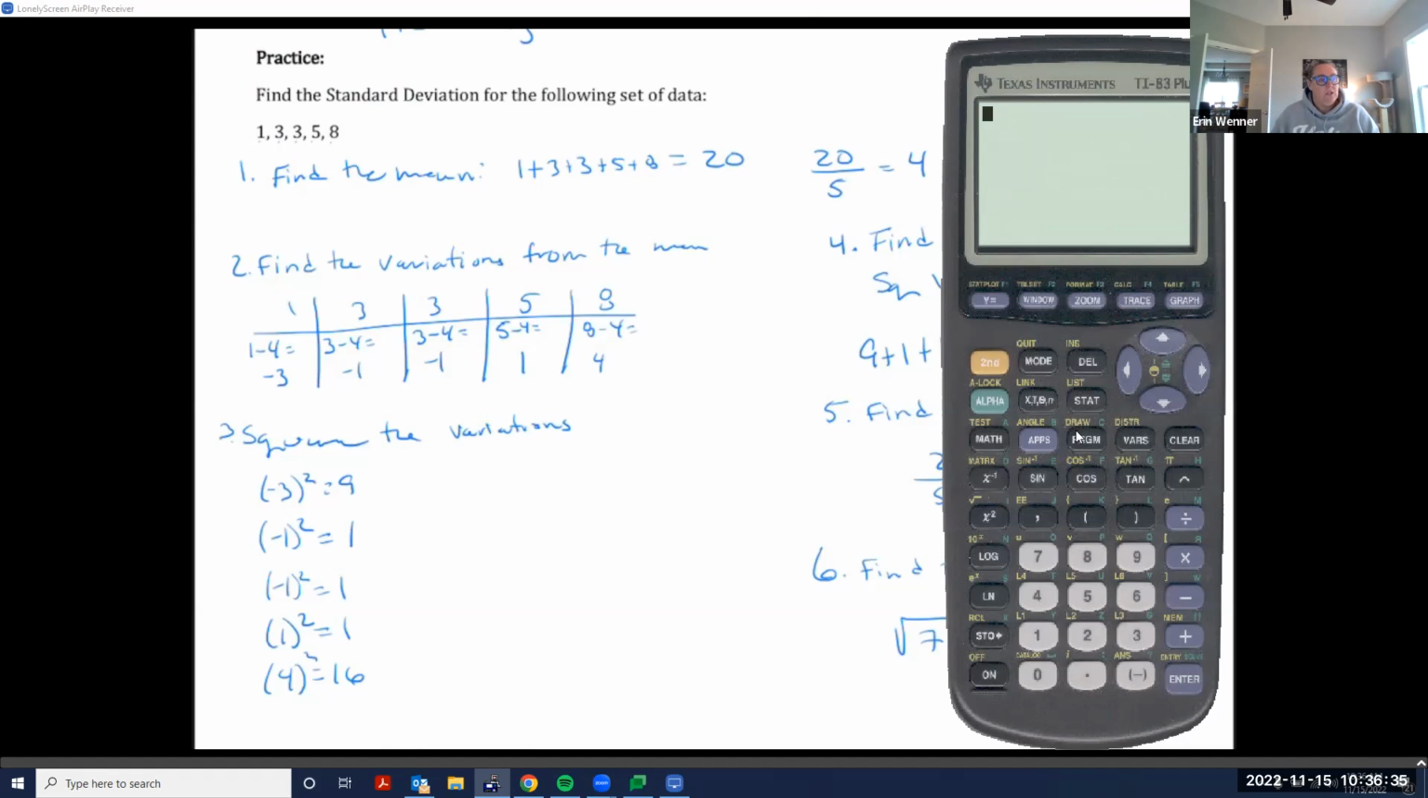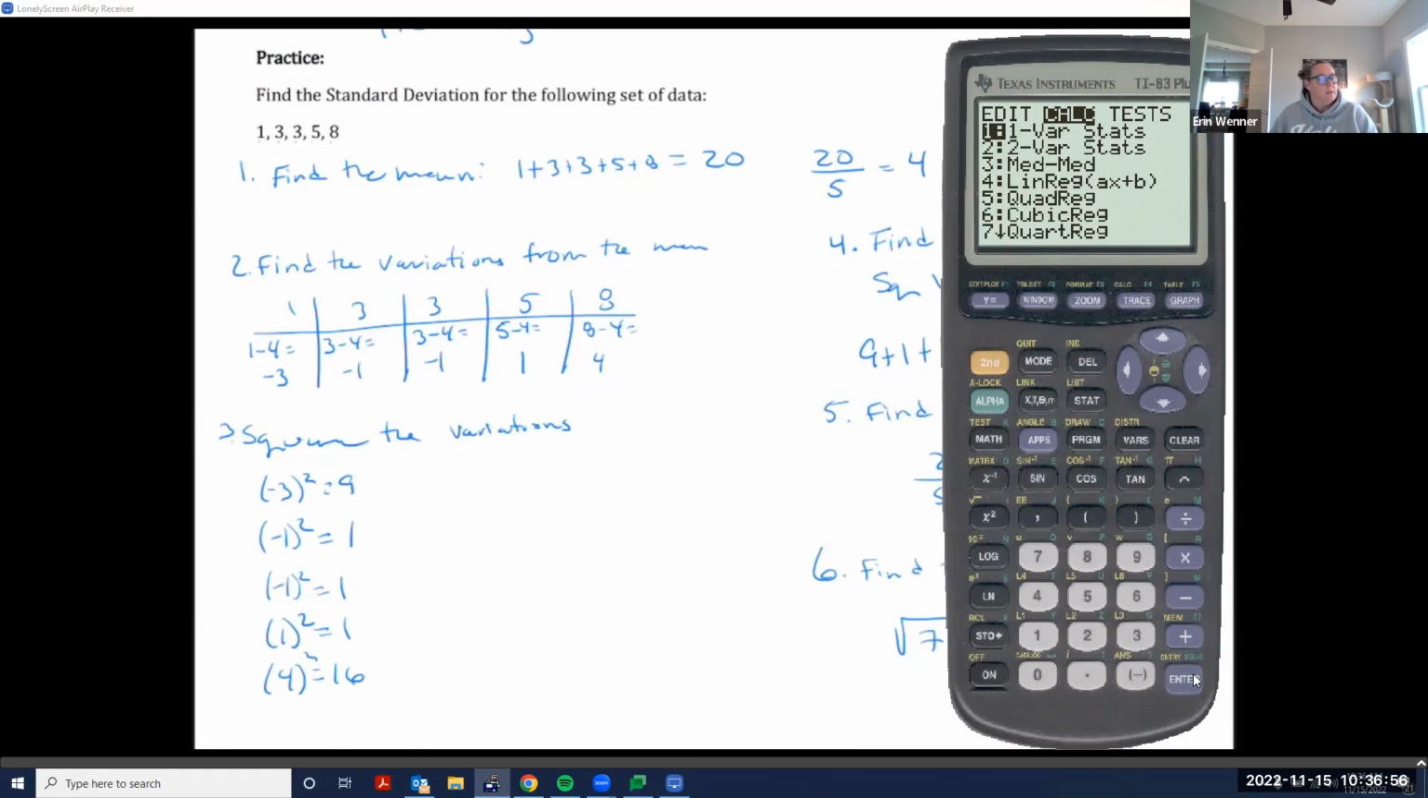And now we need to actually do standard deviation. So we're going to press stat again, we're going to go right to calc, and then we're going to go down to, oh, wait, no, that's right. I haven't done this in a while. I think one of our stats, if I remember correctly.